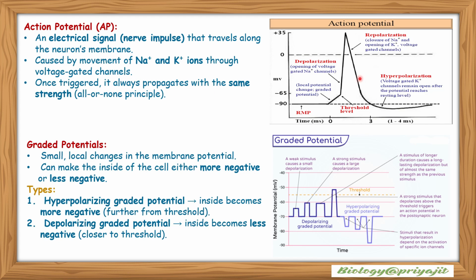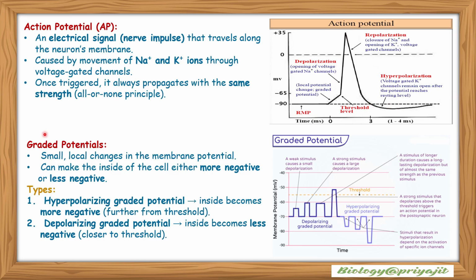This is the image showing the action potential. This is the electrical signal that travels along the neuron's membrane. This is the resting membrane potential. This is the phase of depolarization. This is the phase of repolarization, and this is hyperpolarization.